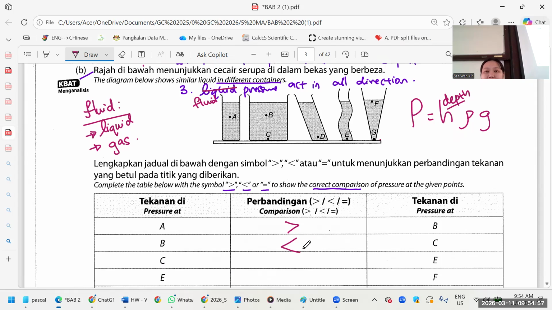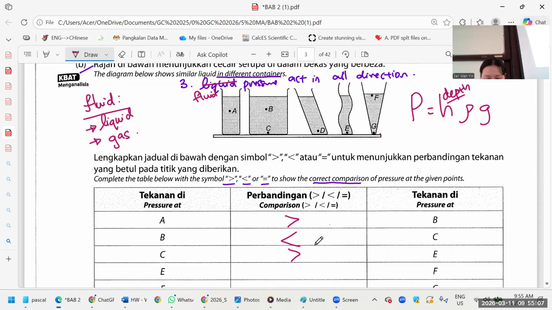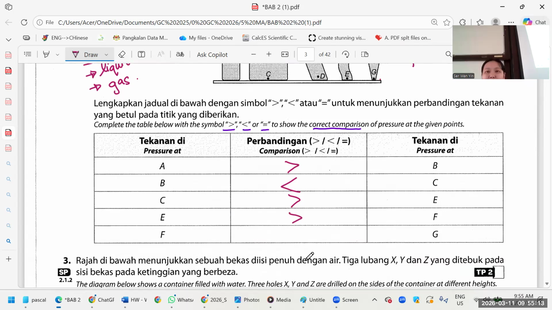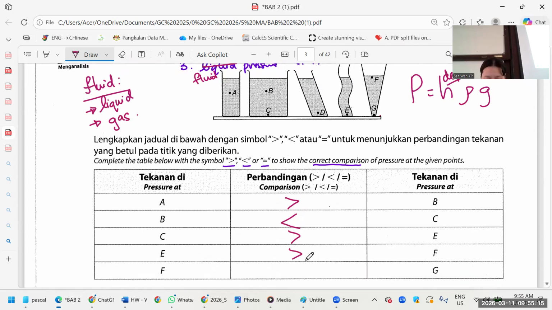Jeffrey, C and E. Yeah, C is bigger than E. Right, next, E and F. Ryan. E is bigger than F. F and G, right? Han Tong. G is bigger than F. Okay.